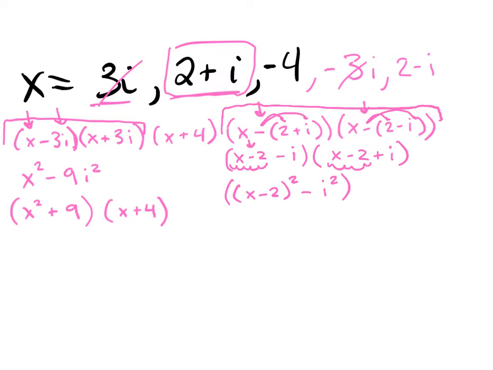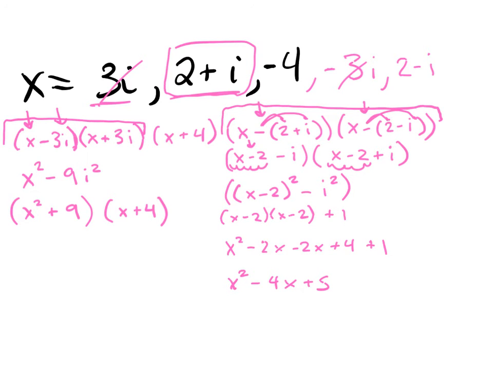Foil. So this is x minus 2 times x minus 2. When we FOIL it, we get x squared minus 2x minus 2x plus 4. And then this minus i squared becomes plus 1. And now I'm going to combine my like terms. So I have x squared minus 4x plus 5.